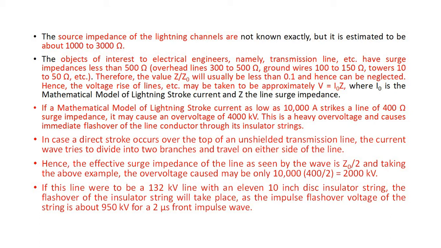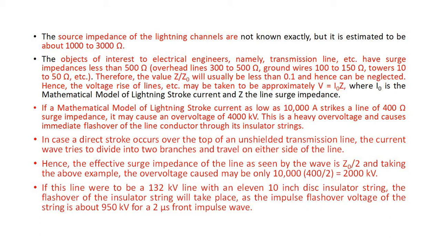The objects of interest to the electrical engineer, namely transmission lines, etc., have surge impedance less than 500 ohms: overhead lines 300 to 500 ohms, ground wires 100 to 150 ohms, towers 10 to 50 ohms, etc. Therefore, the value of Z divided by Z0 will usually be less than 0.1 and hence can be neglected. Hence, the voltage of lines, etc., may be taken approximately as V equal to I0 into Z, where I0 is the lightning stroke current and Z is the line surge impedance.